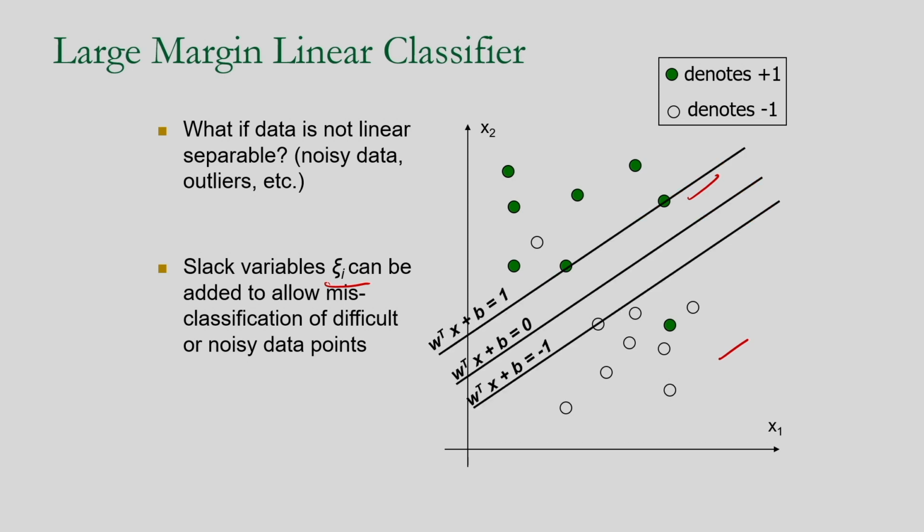And you can see I am showing these equations. W^T x + b = 1 corresponds to this line. W^T x + b = 0, that is the decision boundary. W^T x + b = -1, that is the line. And you can see the margin here. I am showing the margin here.